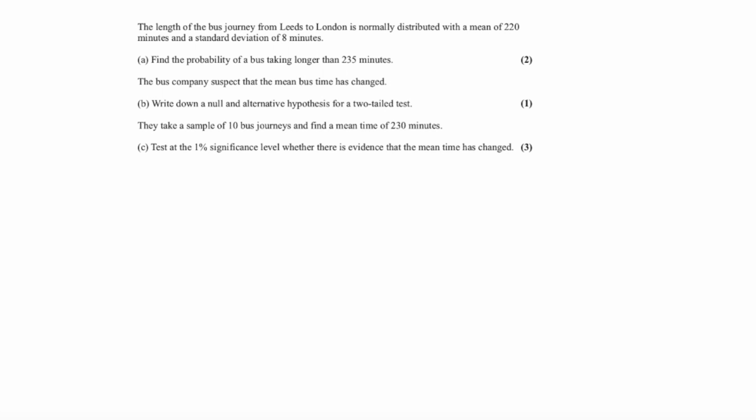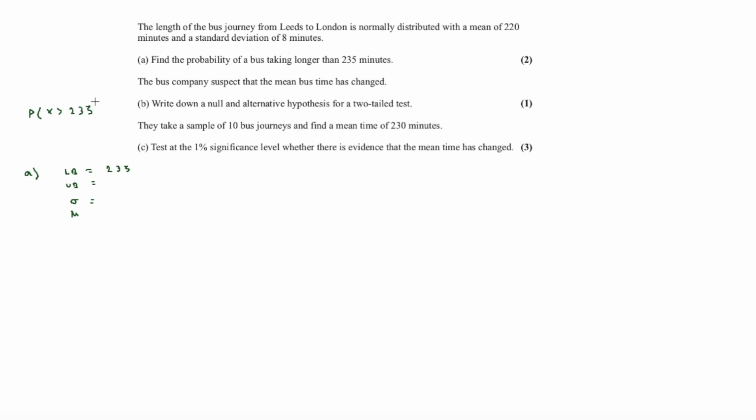So in order to do this, we're going to be using the normal CD. We get our lower bound, our upper bound, then we've got our standard deviation and our mean. Now in this case, our lower bound is going to be 235 because it's saying about taking longer. So we've got the probability that X is more than 235.